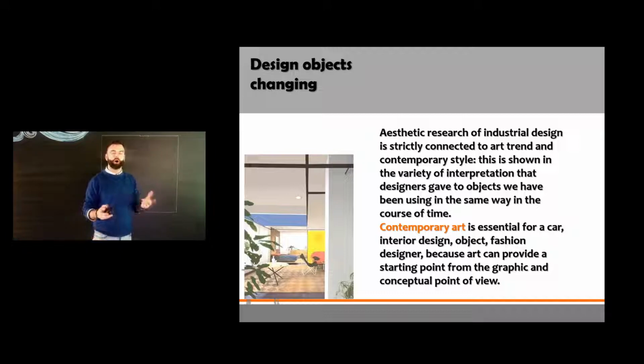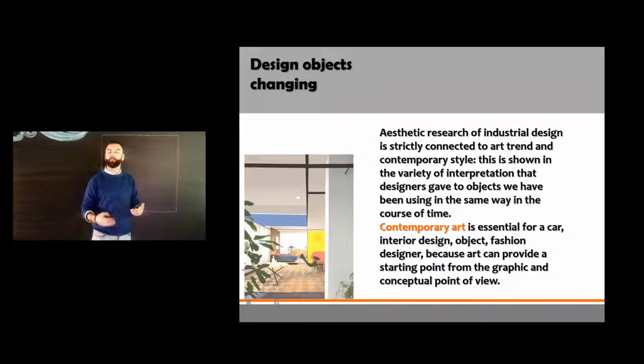So, design objects changing. Remember, things constantly change and we're going to find out why. Aesthetic research of industrial design is strictly connected to the art trend, the fashion, and contemporary style. Contemporary art is essential for a car, interior design, object and for fashion designers because art can provide or give a starting point from which the graphic and conceptual point of view can develop.